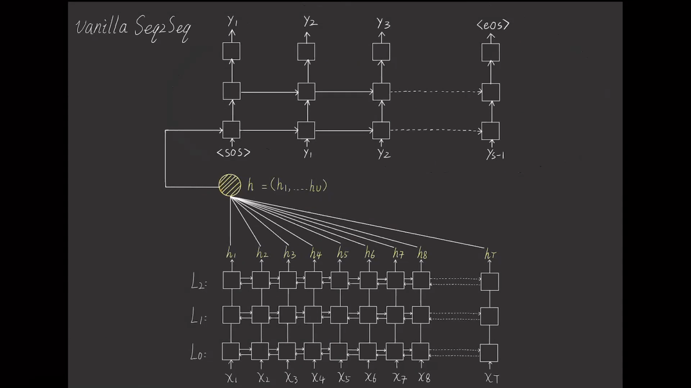So for the encoder, this is a bidirectional LSTM. You input some features X1 to XT, and there will be paths from the very first layer to the second layer, and then to the last layer. Then you will get some hidden states from the last layer, which are H1, H2, H3, and so on. This is just one representation for the hidden state.